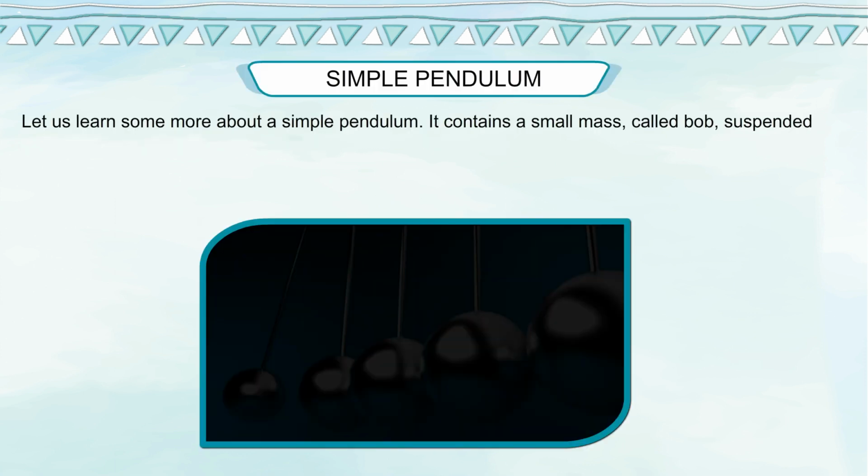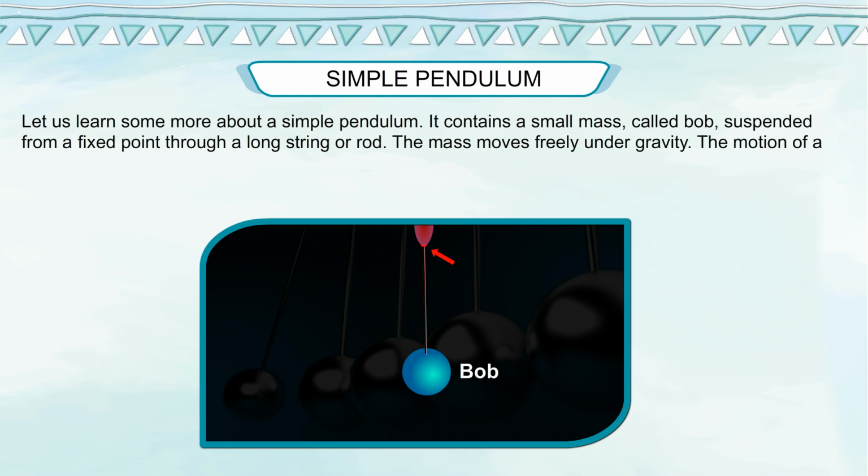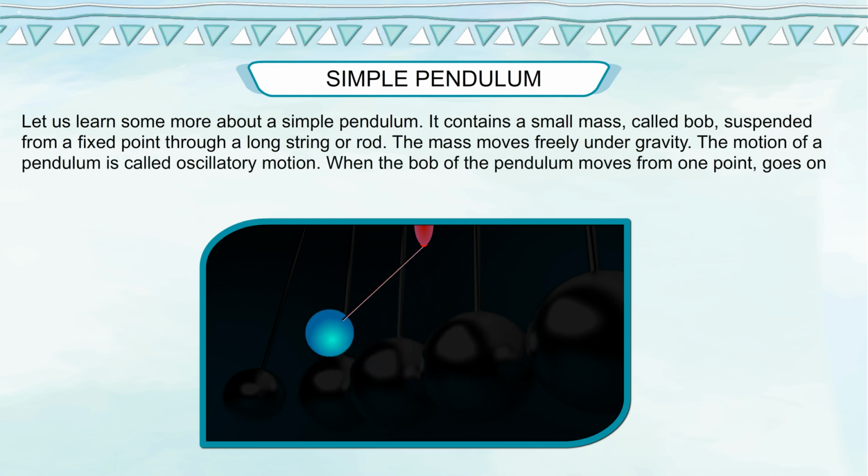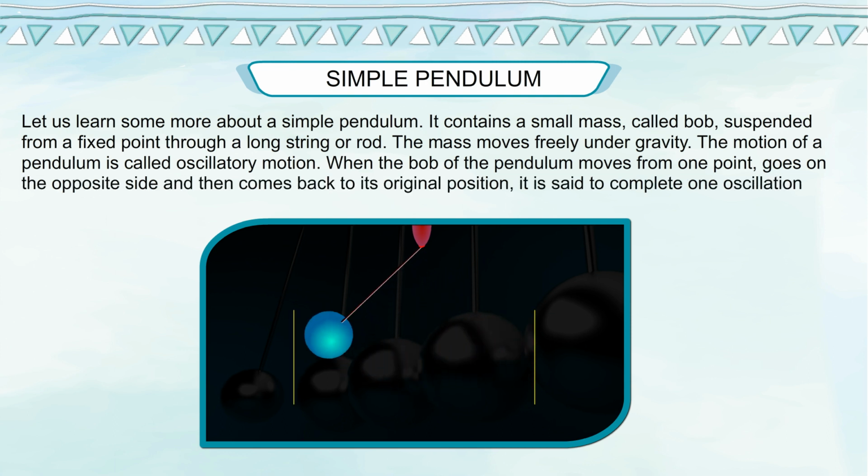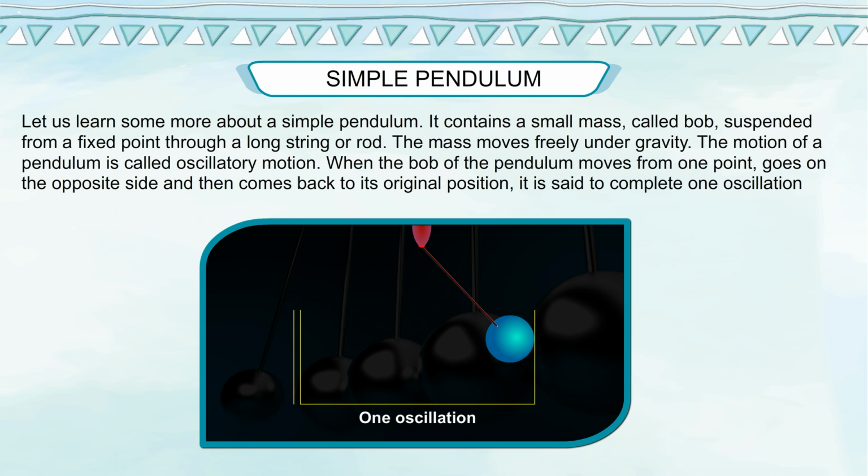Simple pendulum. Let us learn some more about a simple pendulum. It contains a small mass called bob suspended from a fixed point through a long string or rod. The mass moves freely under gravity. The motion of a pendulum is called oscillatory motion. When the bob of the pendulum moves from one point, goes on the opposite side, and then comes back to its original position, it is said to complete one oscillation.